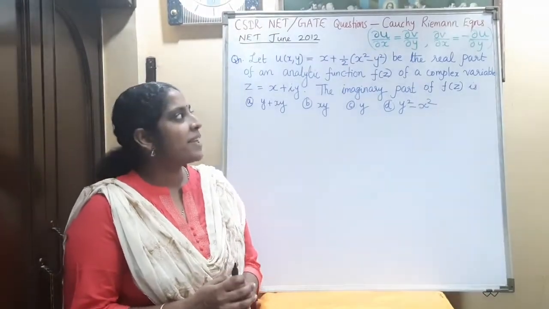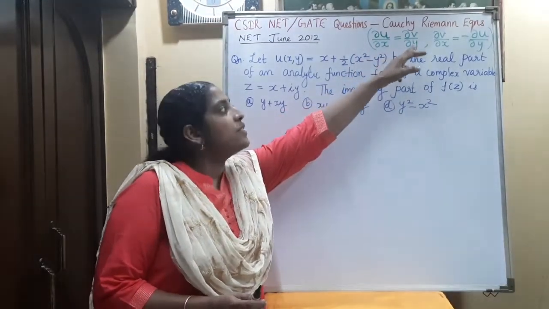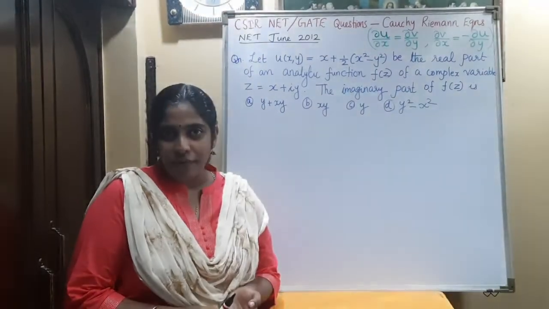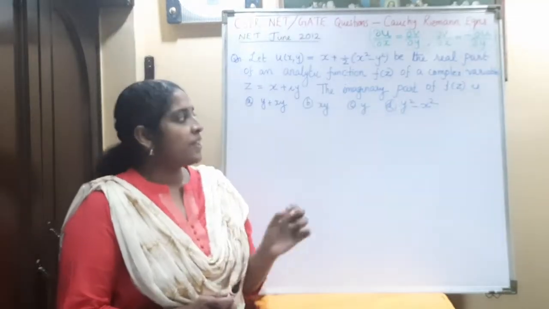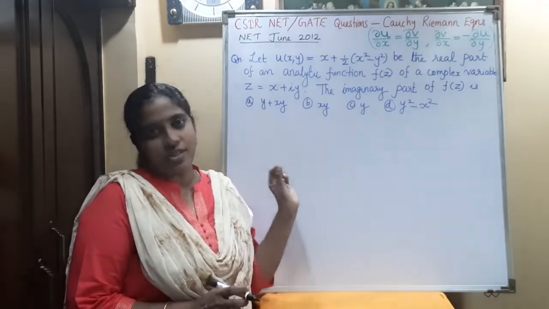So what are the Cauchy Riemann conditions? One is dou u by dou x equal to dou v by dou y, and dou v by dou x equal to minus dou u by dou y, where u is the real part of the analytic function and v is the imaginary part. So we can see the first question. This question was asked in NET June 2012.